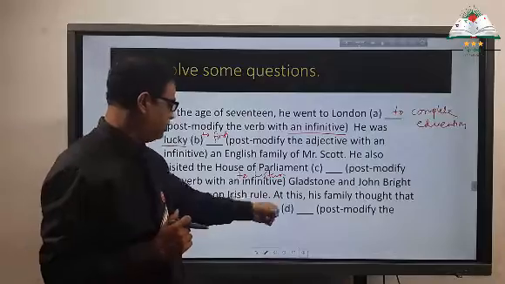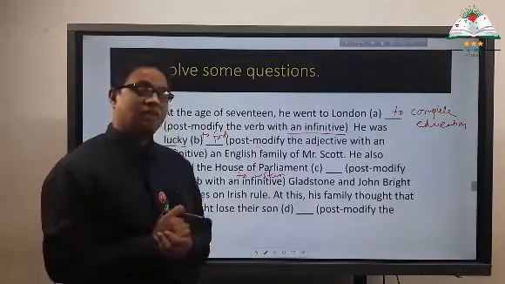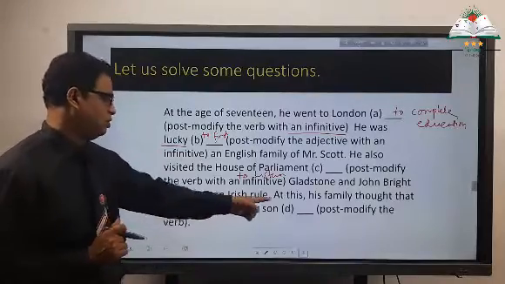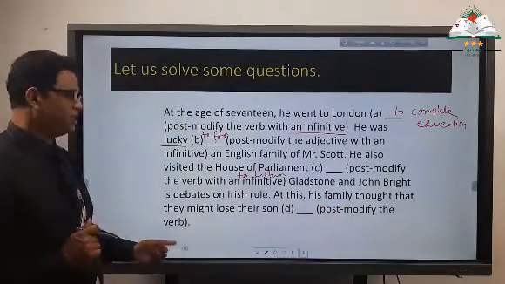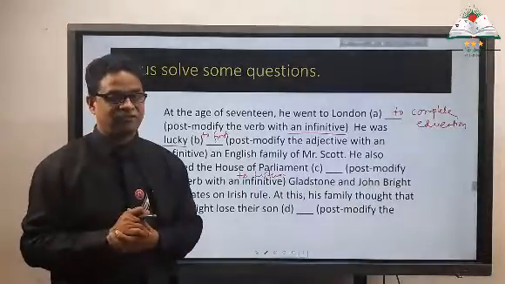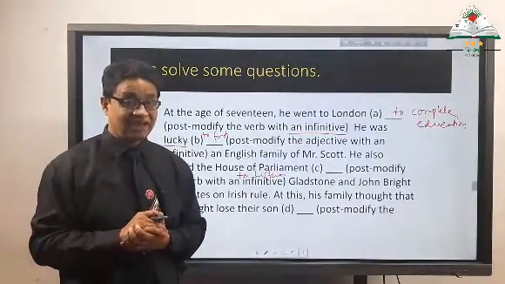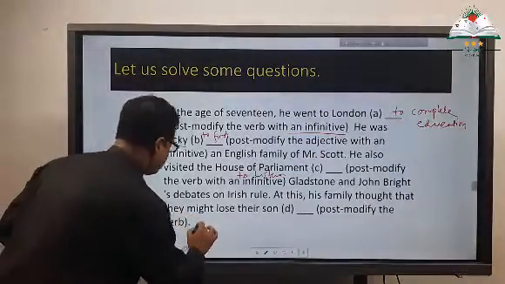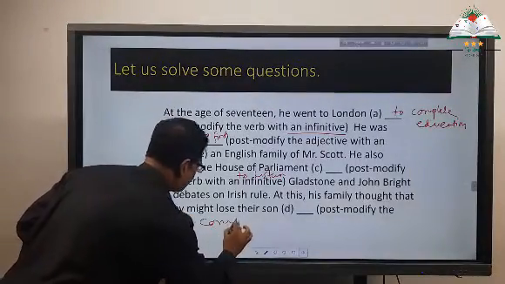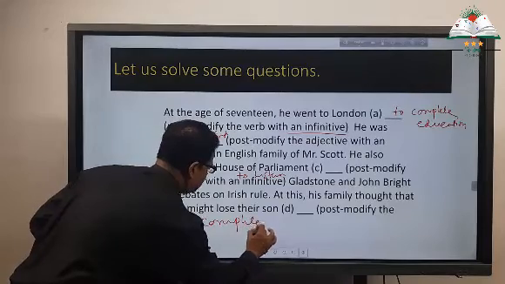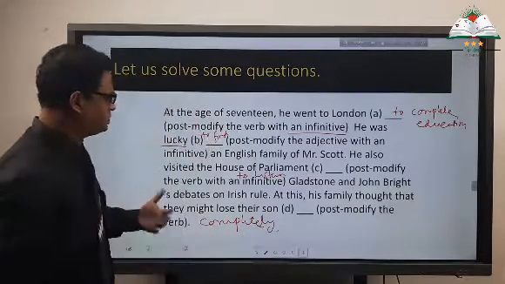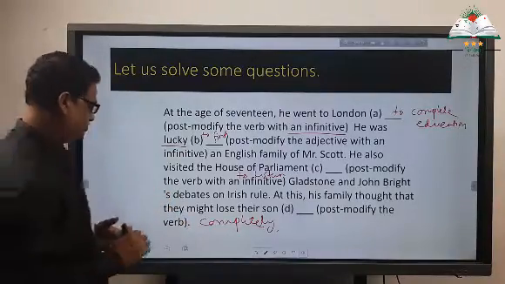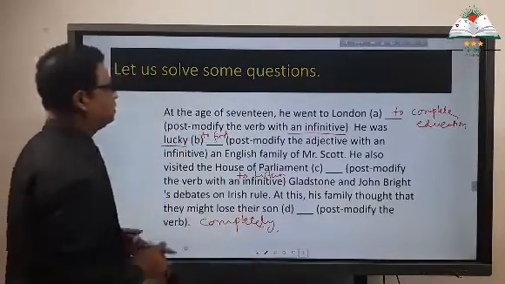Come to the last example. At this, his family thought that they might lose their son. Post modify the verb. So, what can post modify the verb? All of you know very well that an adverb can post modify the verb. So, you can say completely. There may be many other words you can use. So, at this moment you can write completely. Okay. So, these are the questions that we have solved.